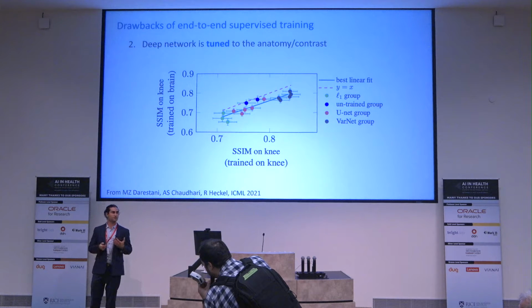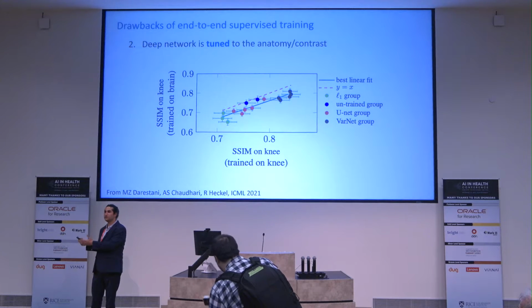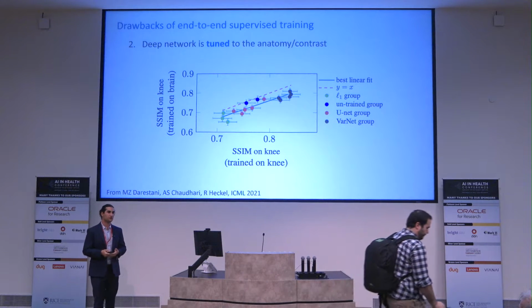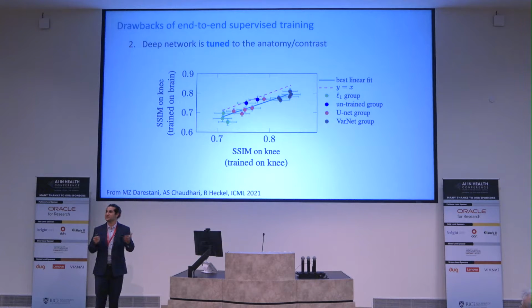And the way to overcome this drop is to essentially fine-tune, take new data and update the weights of your network. But to do that, you would need a lot of data because these networks are very large.